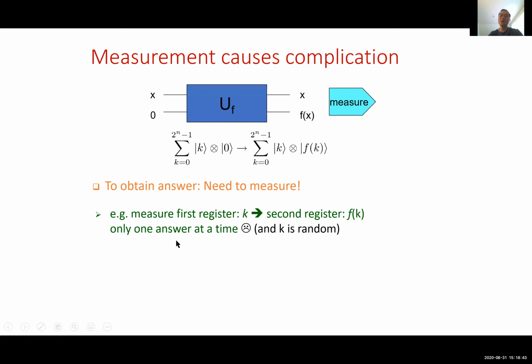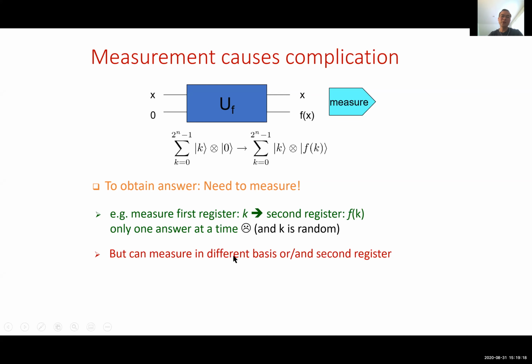So only one answer at a time. And this may not be what you need. Maybe I actually need k prime, but I get k. So somehow it's worse than the classical computer because k is random. So this is a dilemma, because by measurement, we are getting only limited information. Even though the quantum computer may have all the question-answer pairs entangled, to read out, we sort of need to collapse.